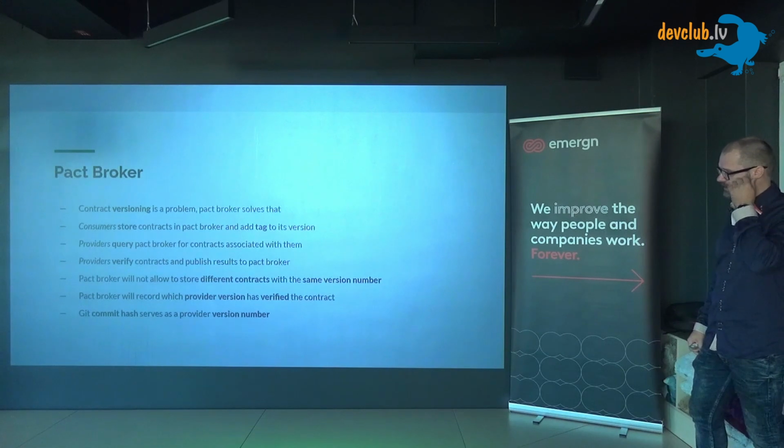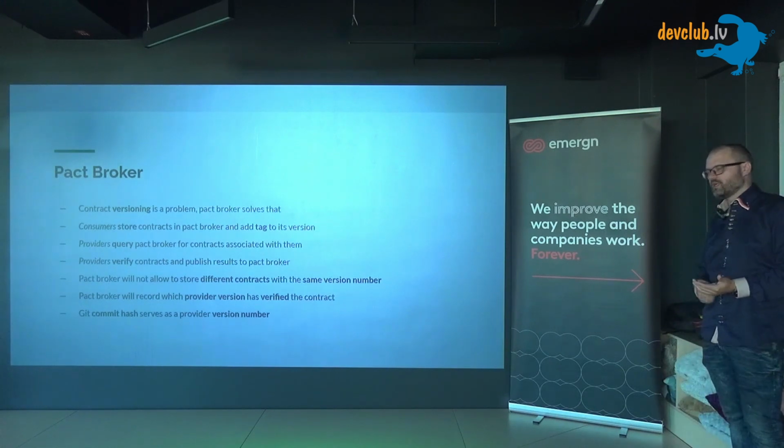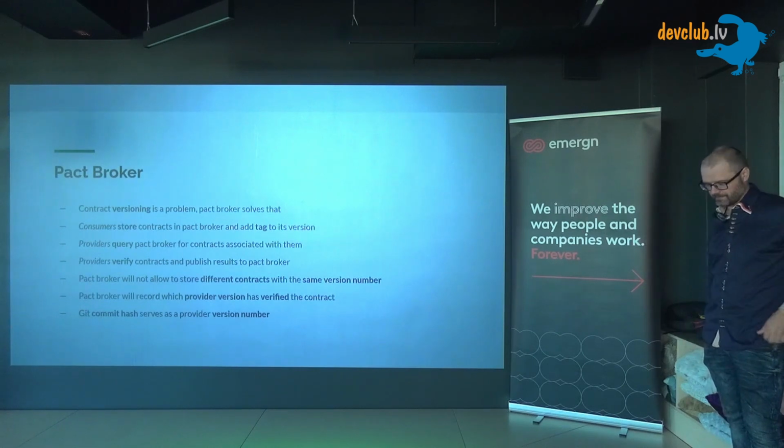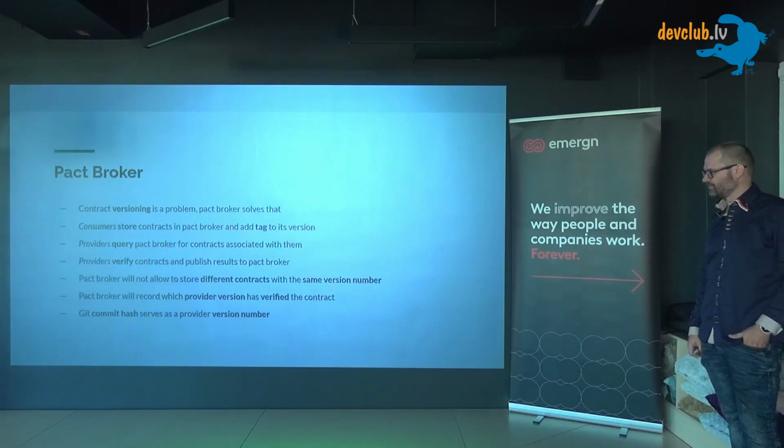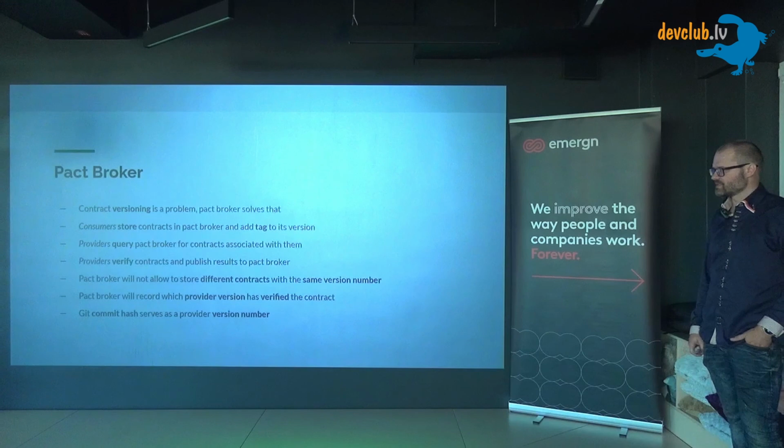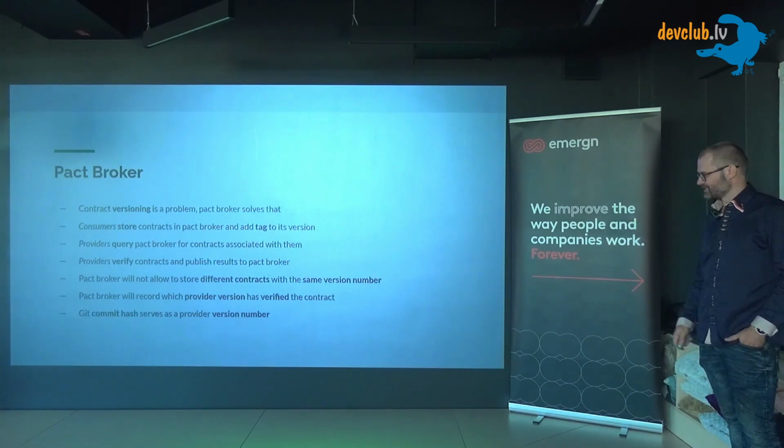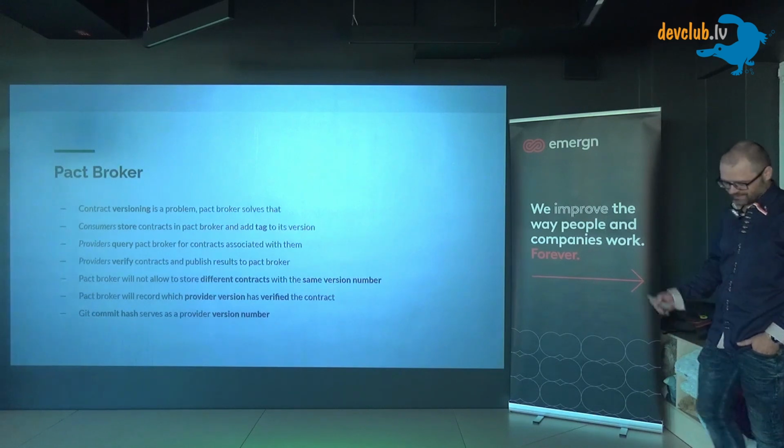We use the git commit hash as the version number. That's the approach recommended by Pact.io. At the start, we tried to use different version numbers, but we ran into problems, so we used the recommended approach.